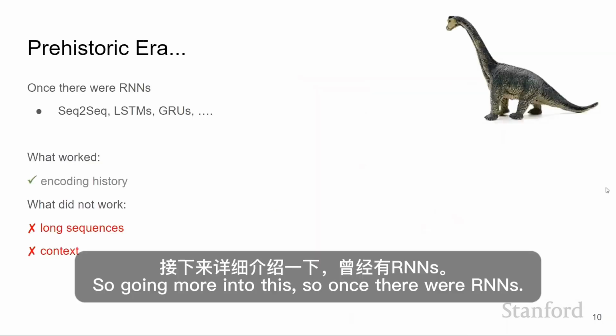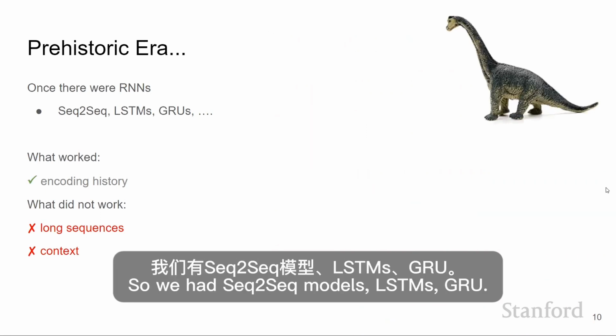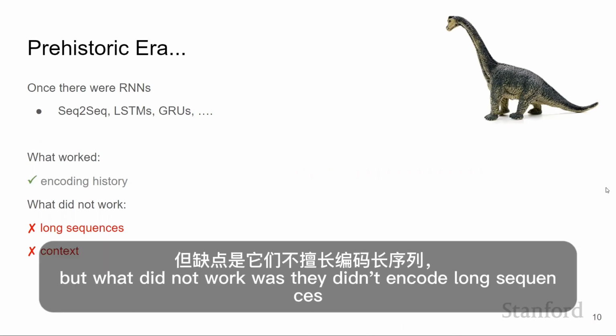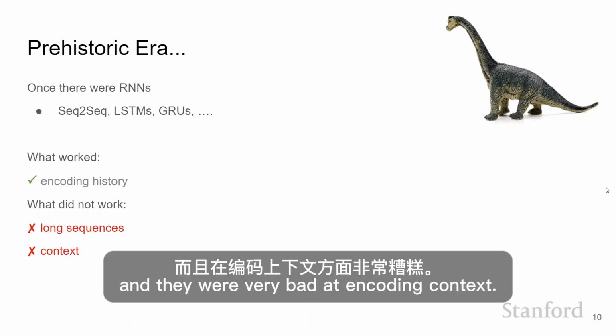Going more into this, once there were RNNs, we had sequence-to-sequence models, LSTMs, GRUs. What worked here was that they were good at encoding history, but what did not work was that they didn't encode long sequences, and they were very bad at encoding context.